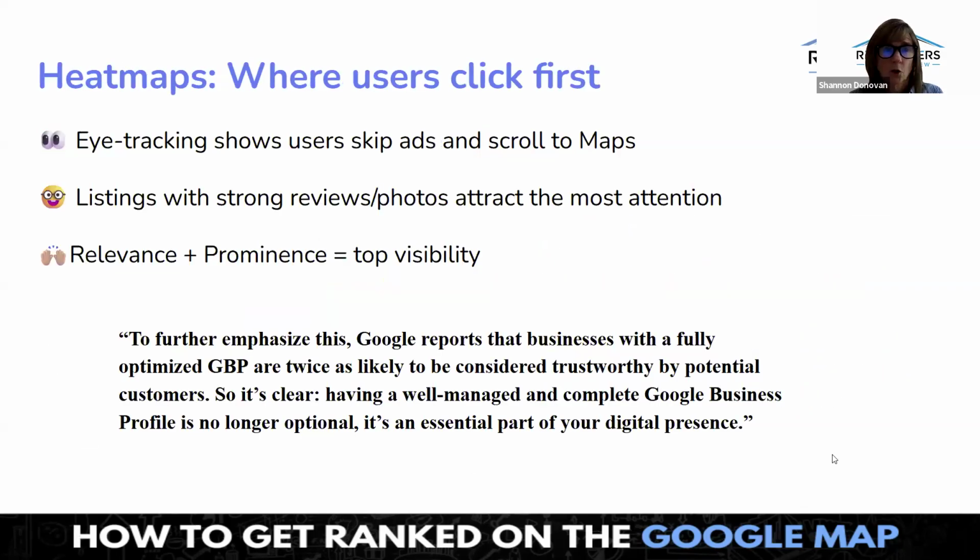Okay, so heat maps are where users do click first, right? They're eye-catching, they look different, they have pictures, they have reviews, and they're third-party reviews, right? Because on my website, I could put any review I want. I could make up thousands of them if I wanted to. Don't recommend it, but you could do that. You can't do that with your Google Business Profile, right?